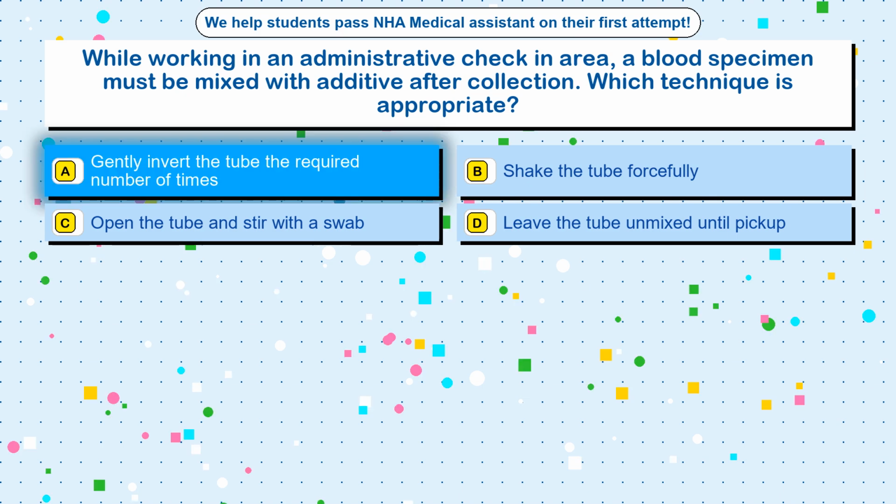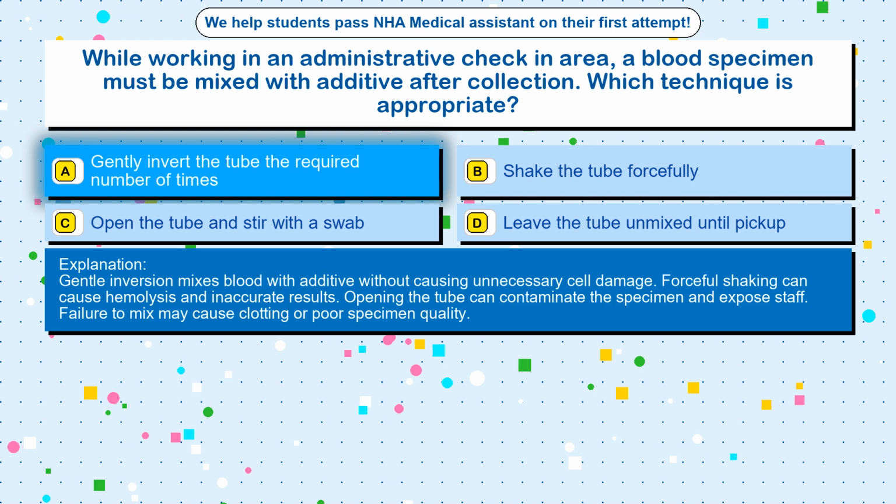The correct answer is option A. Gently invert the tube the required number of times. Gentle inversion mixes blood with additive without causing unnecessary cell damage. Forceful shaking can cause hemolysis and inaccurate results. Opening the tube can contaminate the specimen and expose staff. Failure to mix may cause clotting or poor specimen quality.